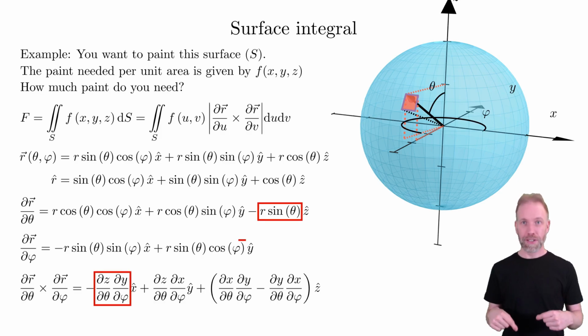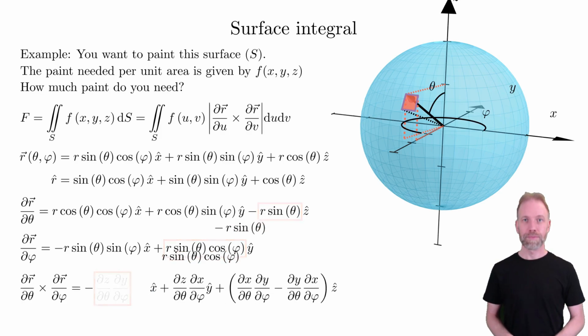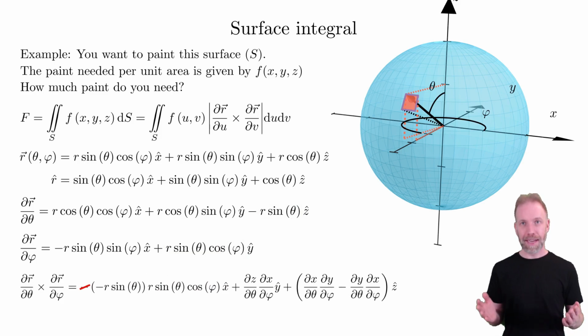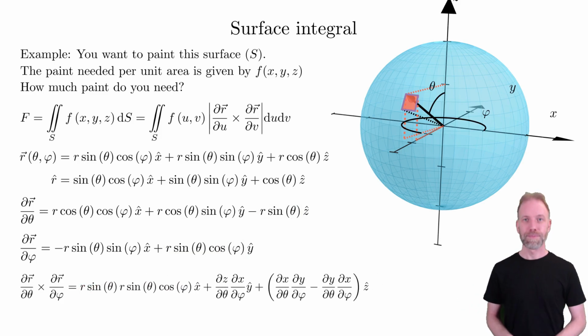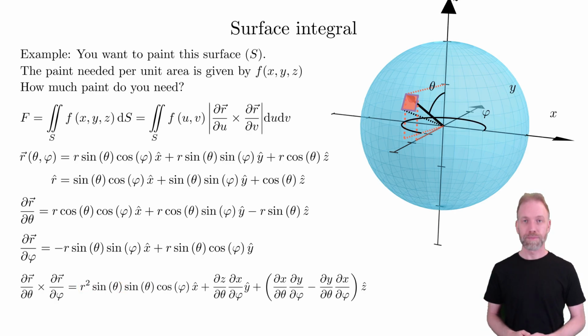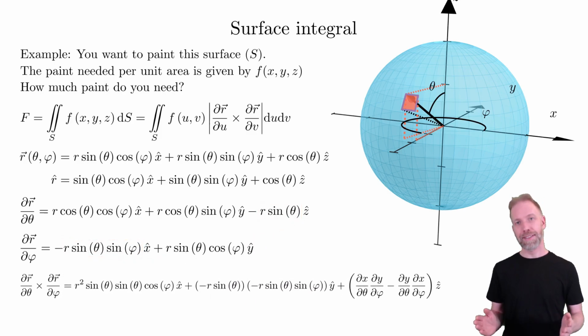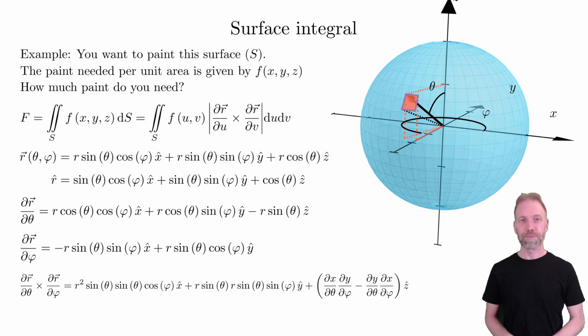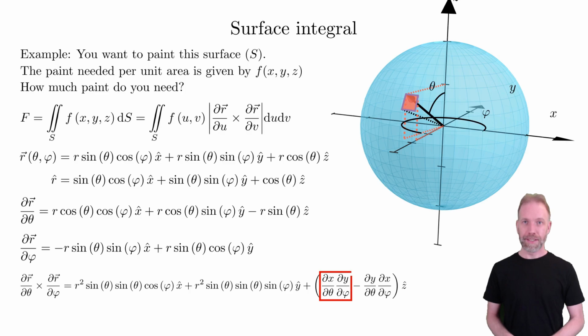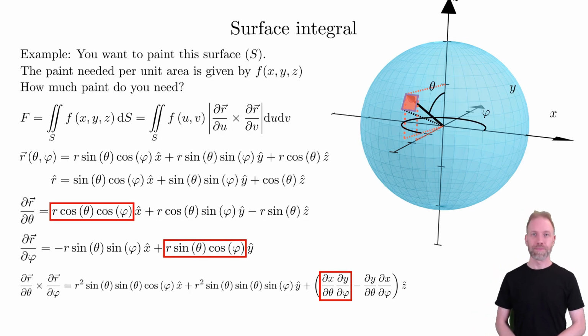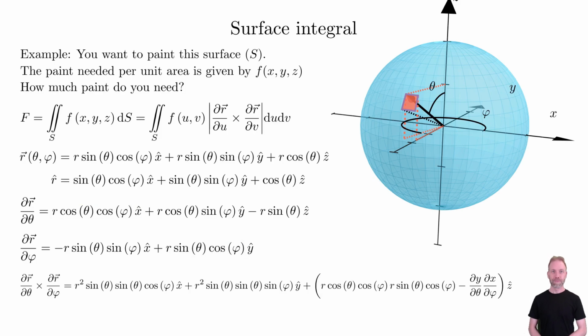Insert expression for the first term and the minus cancels. Write these as r squared. Insert expression for the second term. Cancel the minus and combine to r squared. Insert the next term. And combine.